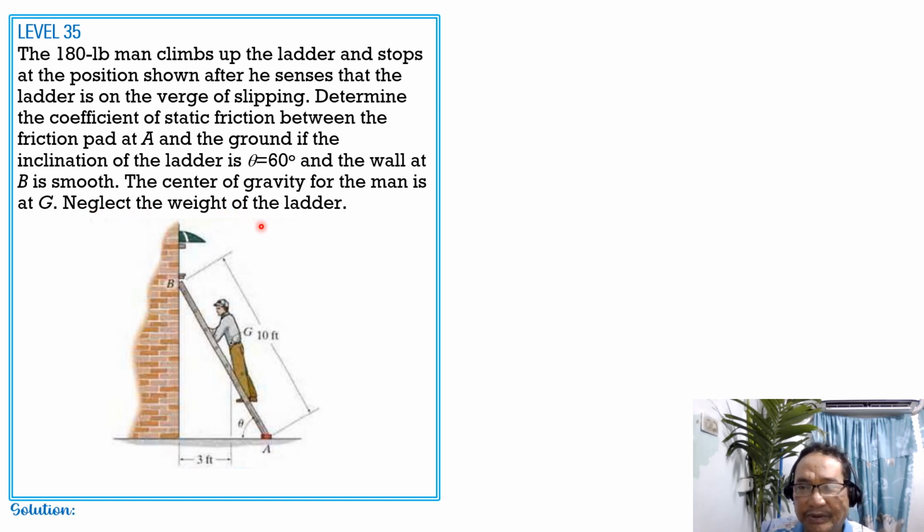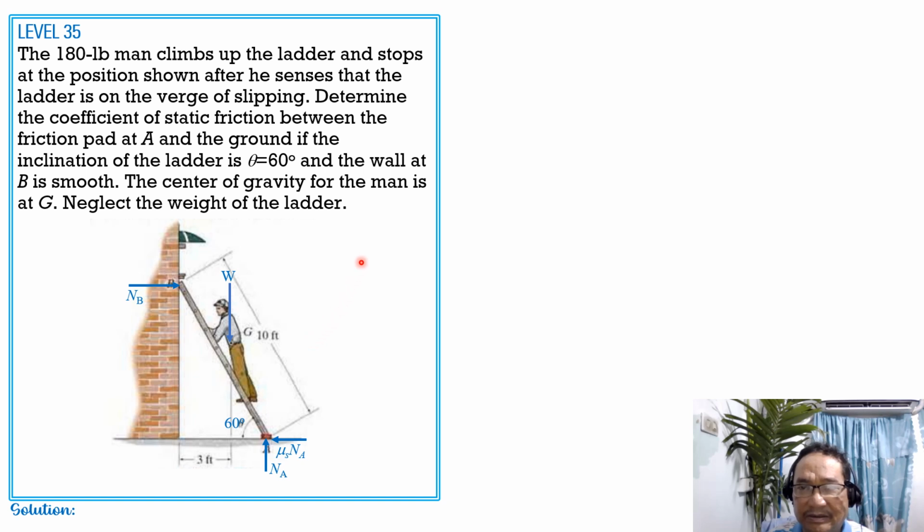So for the solution, let's apply the weight which is acting at G. Then we have the normal reaction at B, which is perpendicular to the wall surface, so it is horizontal, and it is frictionless at B as stated in the problem. Then we have the normal reaction at A, and the maximum frictional resistance to the left, which is mu sub S at A times the normal. Then the angle theta is 60 degrees.